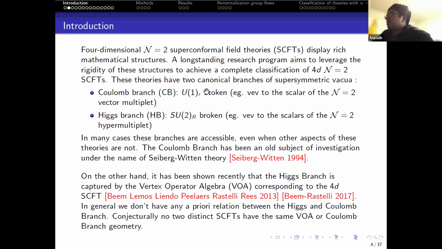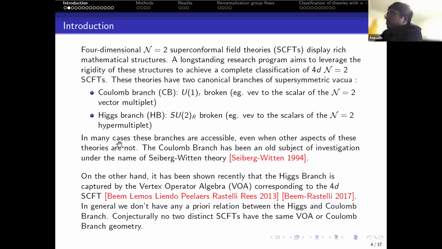There are two main branches for these theories: the Coulomb branch and the Higgs branch. The Coulomb branch is where you have U(1)_r symmetry broken. So for example, if you give a vev to a scalar of an N=2 vector multiplet, you are moving on the Coulomb branch. Similarly, for the Higgs branch, you break the SU(2)_R symmetry. In this case, you give vevs to scalars of the hypermultiplet.